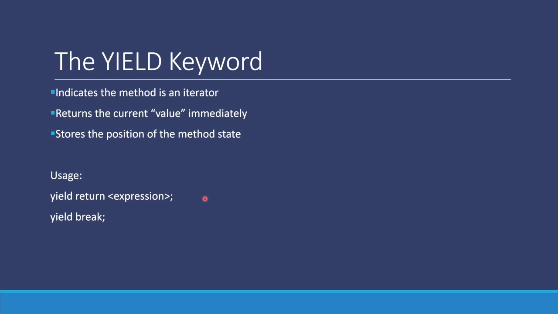Anything that's a valid expression. Or you can yield break. We're not going to use that much here, although it's certainly applicable to coroutines. If you do yield break, it ends iteration immediately at that position. There will be no more items in the collection or in the iterable at that position.